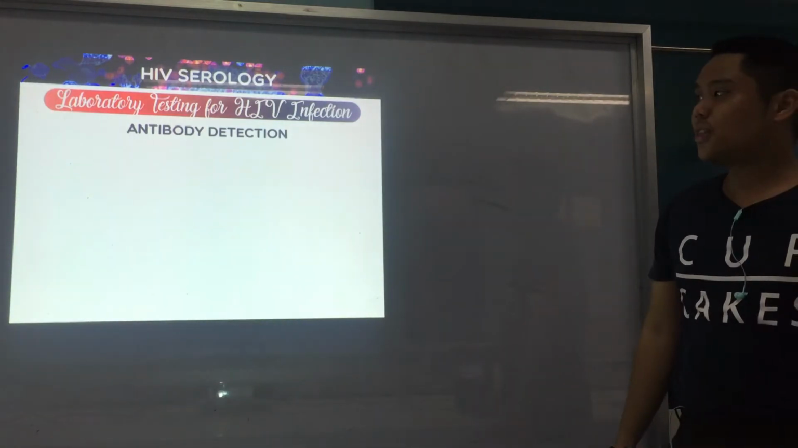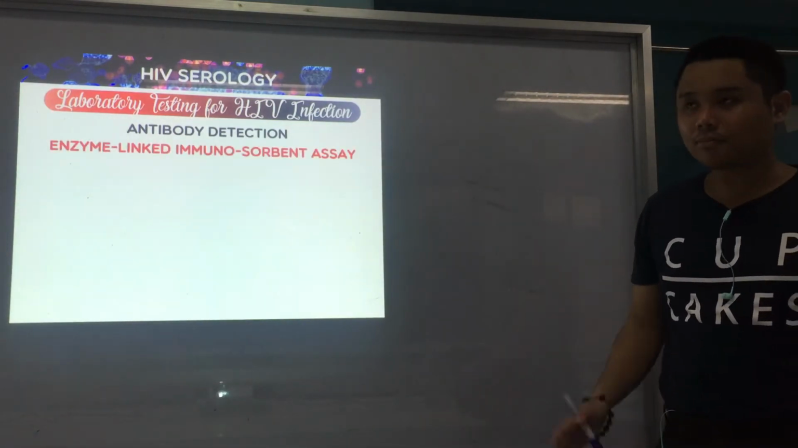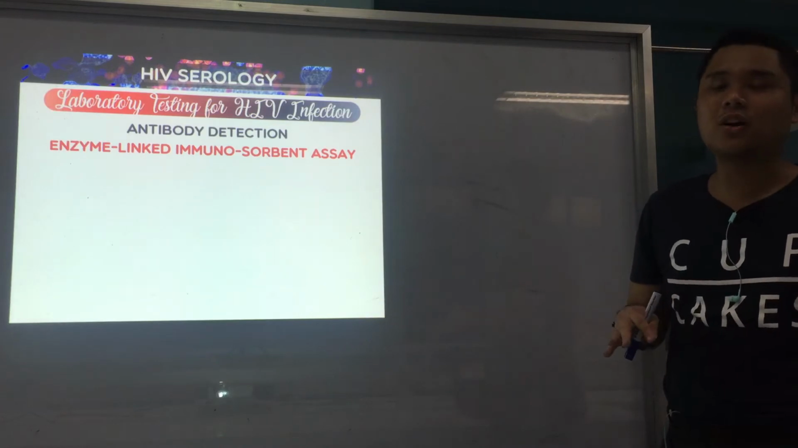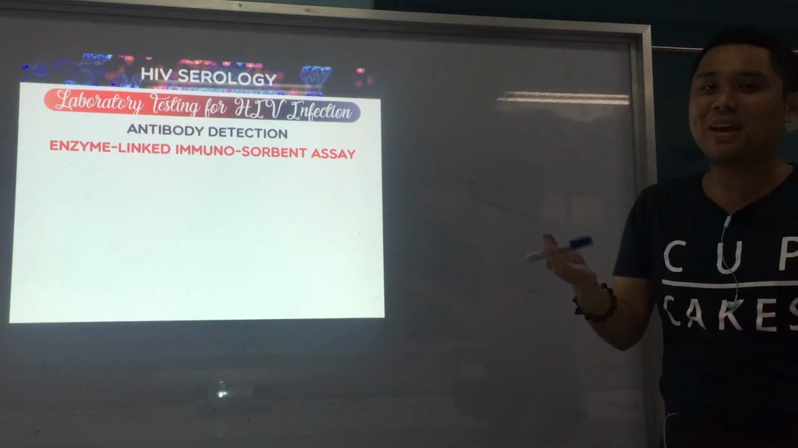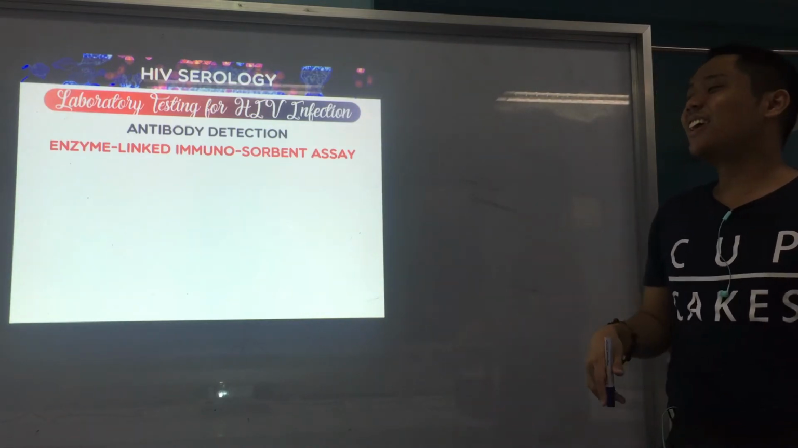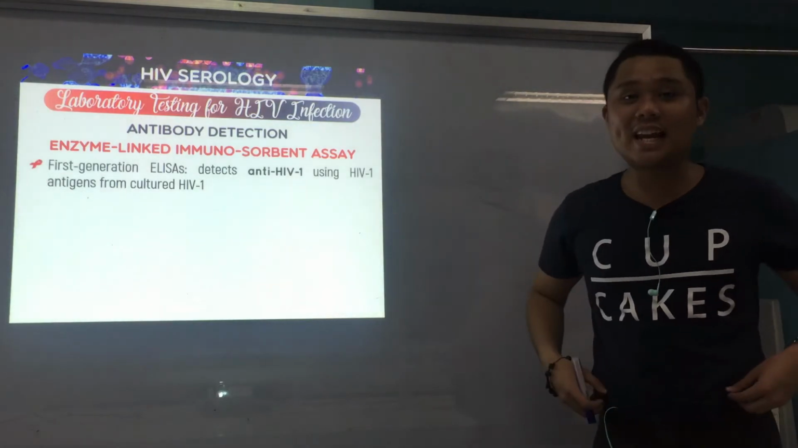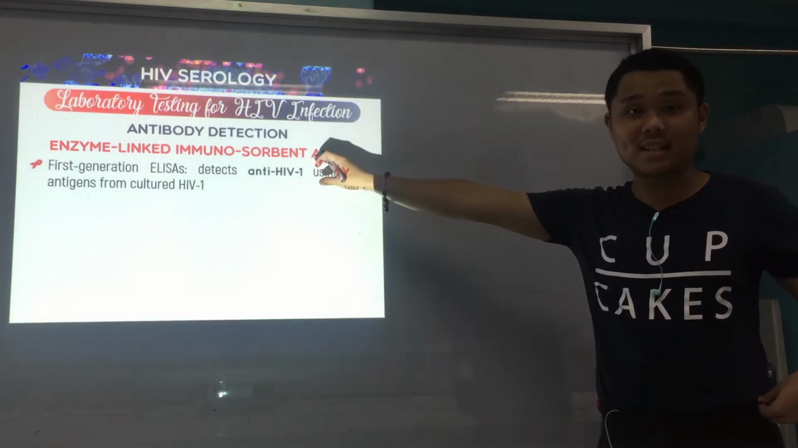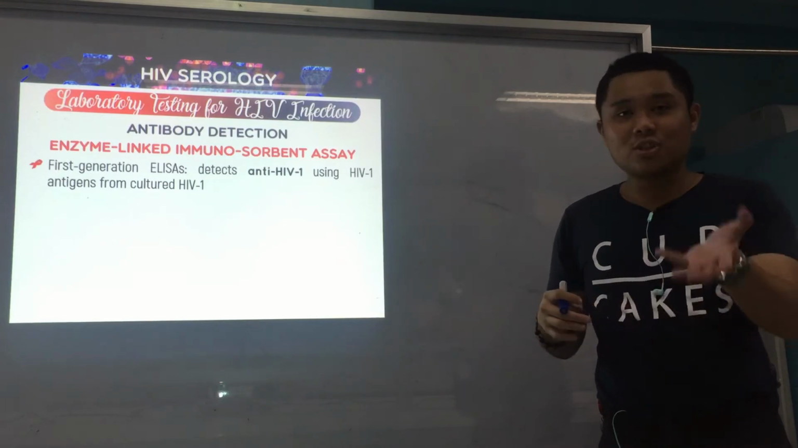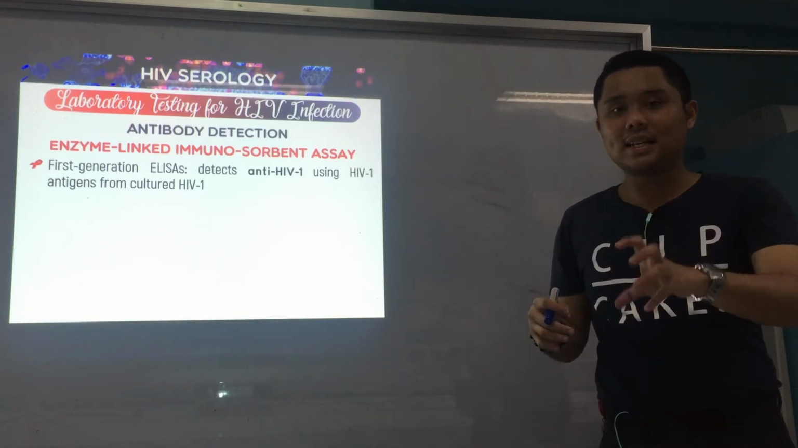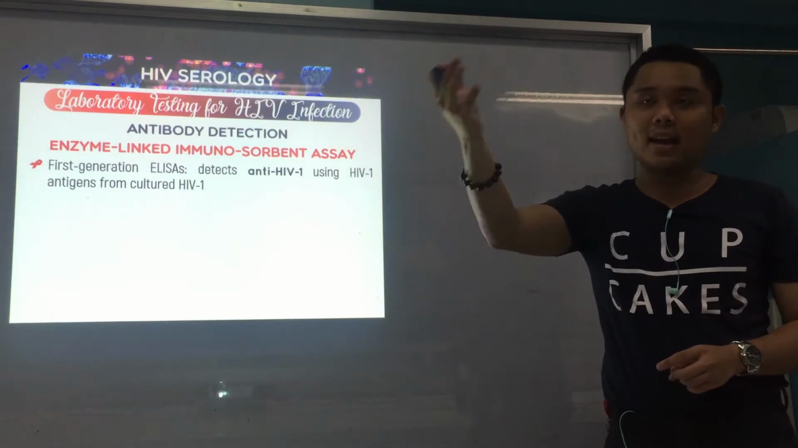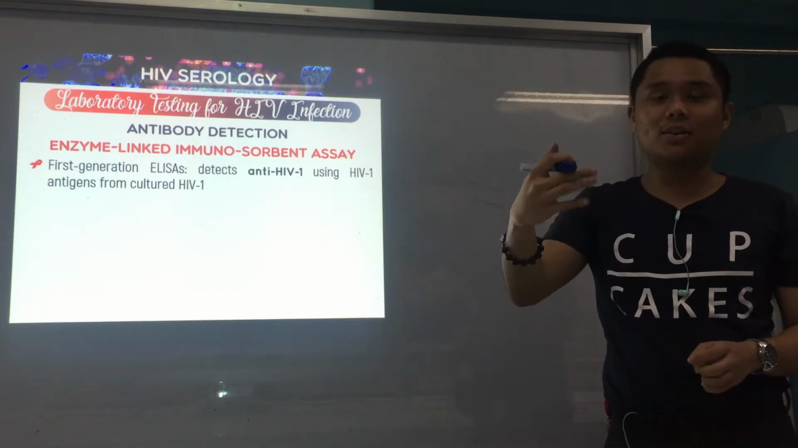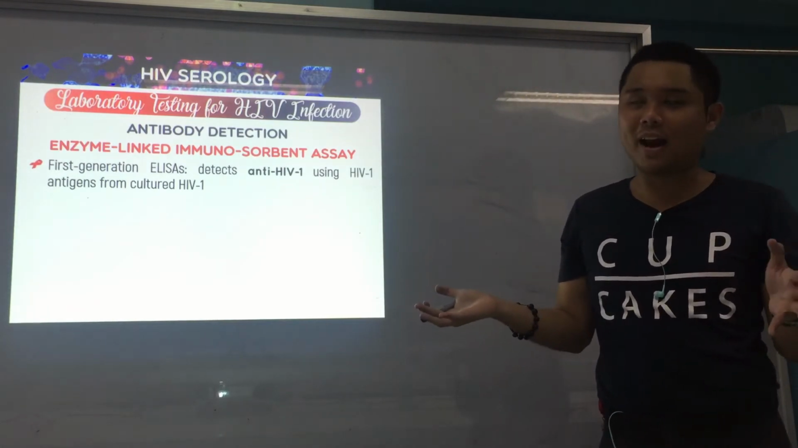So we start first with your screening test, which is your ELISA. Now, they have different generations, no? Like boomer, millennials, Gen Z, joke lang. Of course, the first generation ELISAs, diba? We have already discussed ELISA, diba? Antigen, solid phase, and then you have antibody, and then coupled with an enzyme-labeled antibody. Okay, and then substrate, then usually color reaction.